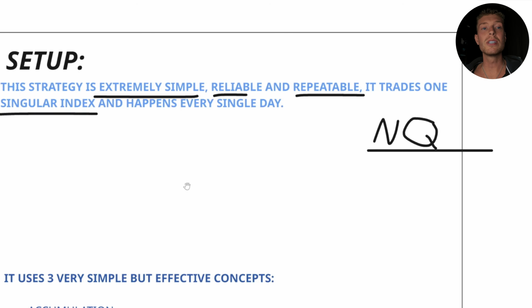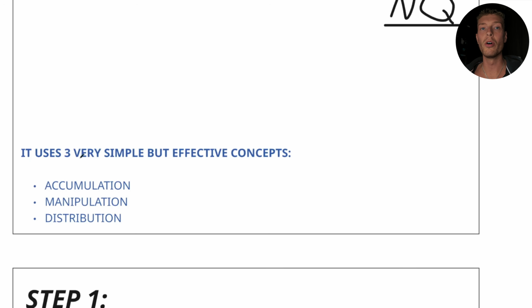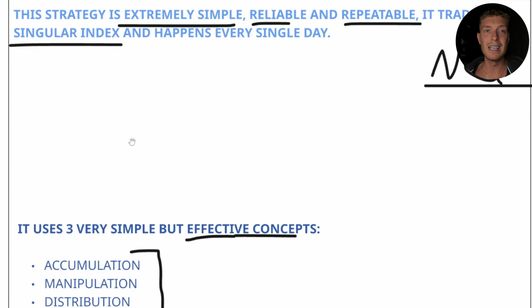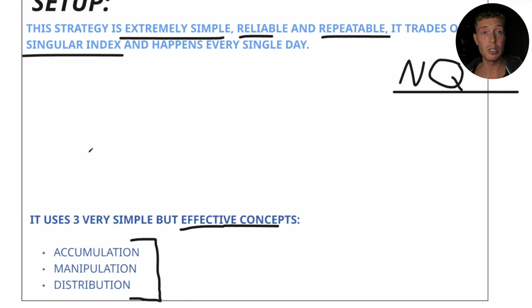Now, it uses three very simple but effective concepts, and that is accumulation, manipulation, and distribution. So the guys who have watched the box strategy video, you guys will know the actual concepts behind this strategy, but I'm going to give you a lower time frame entry model so you can catch some super nice RR entries nice and early. So for those who don't know what AMD is, it is a very simple concept, which I'm going to go into in a minute.